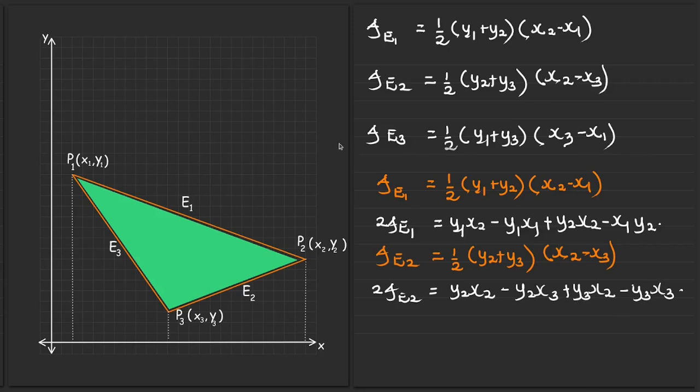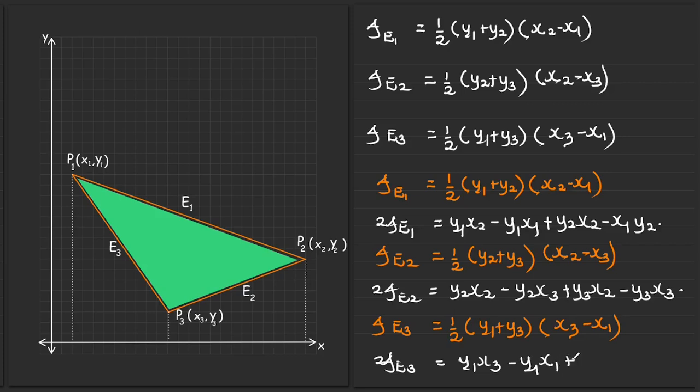Then we look at the final one, that is that of E3. So for that of E3, the same procedure. 2 should come here so that we have 2 times the area of E3 is equal to, we have y1 times x3, which is y1 x3. Then y1 times x1, which gives us a negative y1 x1. Then plus y3 x3, that is when we multiply this, and then our last multiplication, that is a negative y3 x1.